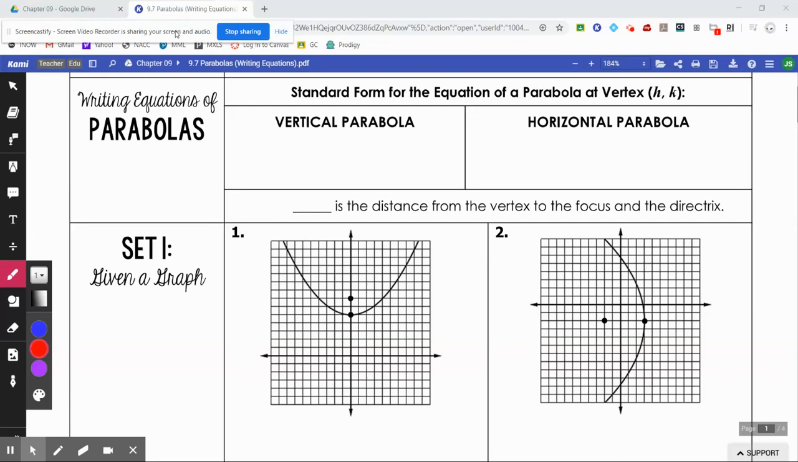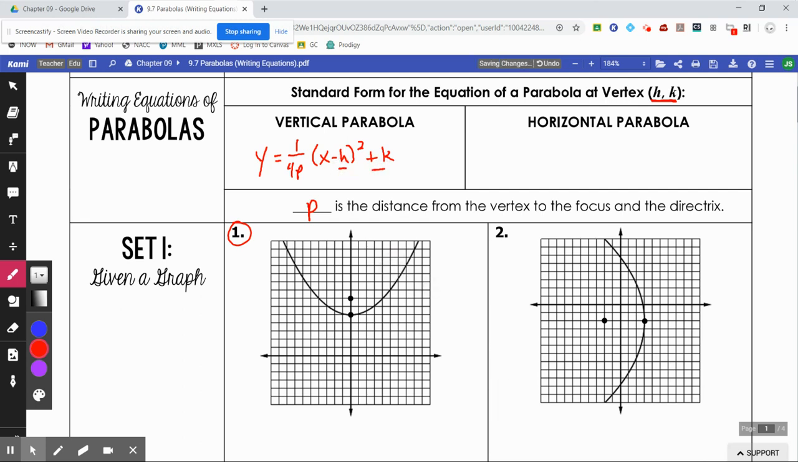Okay, in this video, we're going to write the equations of parabolas. The standard equation of a parabola that has a center at (h, k) is given here. If it's a vertical, or an up and down parabola like number 1 down here, the equation is y equals 1 over 4p, where p, again, is the distance from the vertex to the focus and the directrix, times (x minus h) squared plus k.